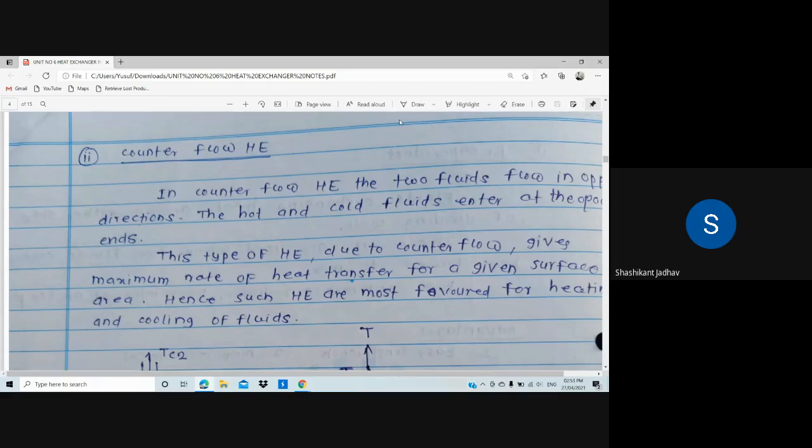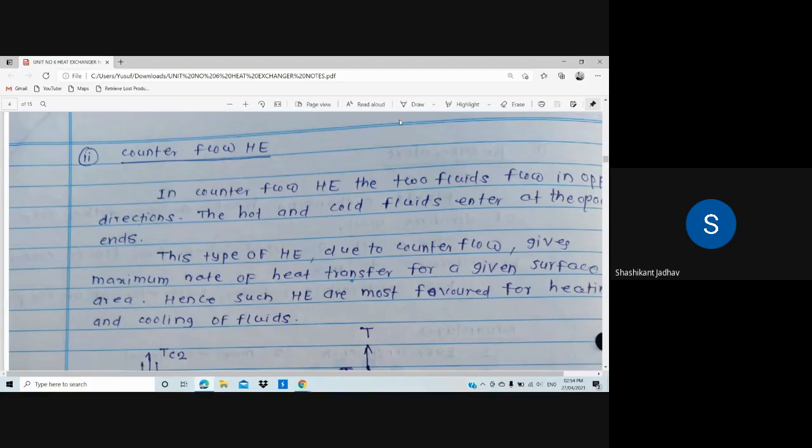This type of heat exchanger, write down next para. This type of heat exchanger, due to counter flow, gives maximum rate of heat transfer for a given surface area.